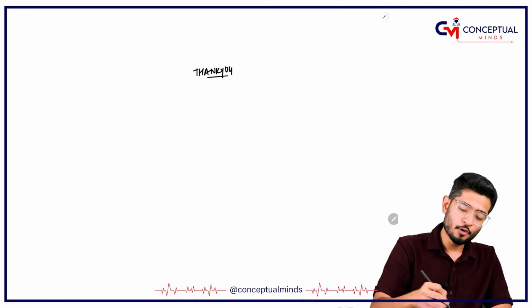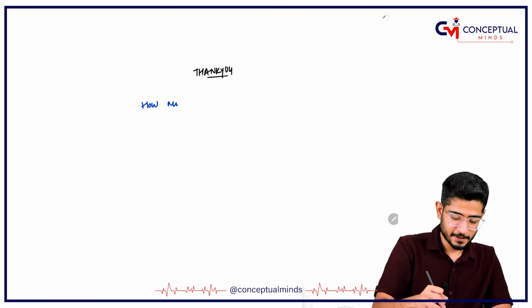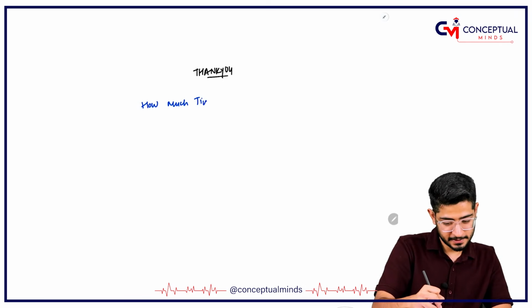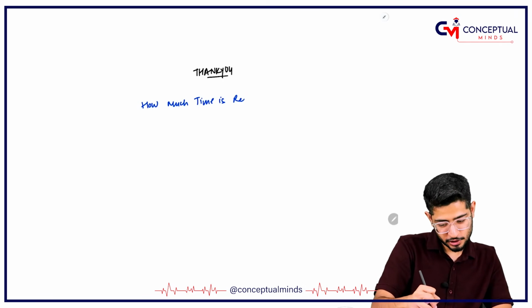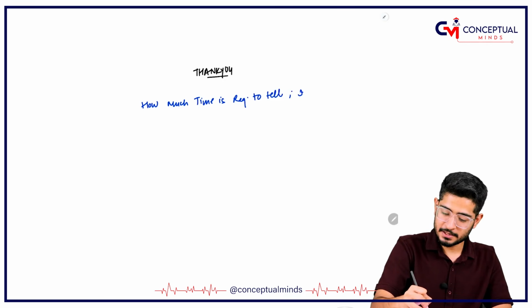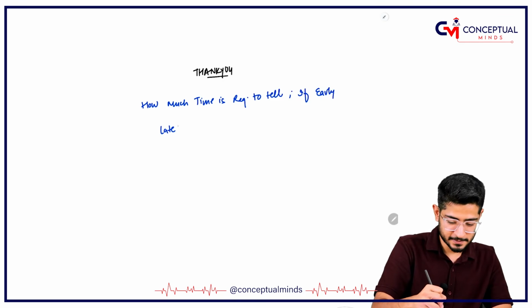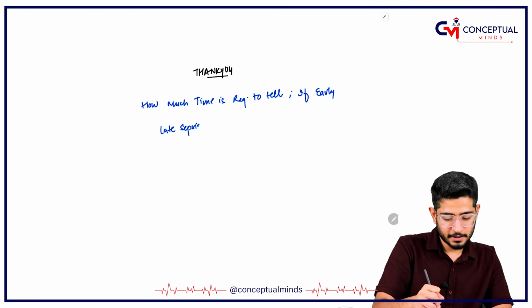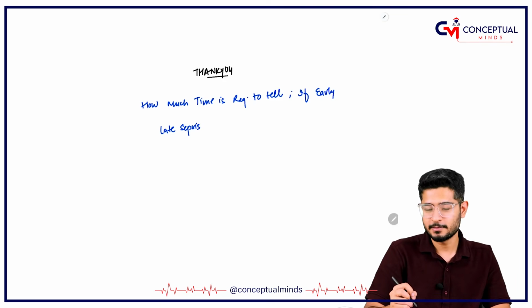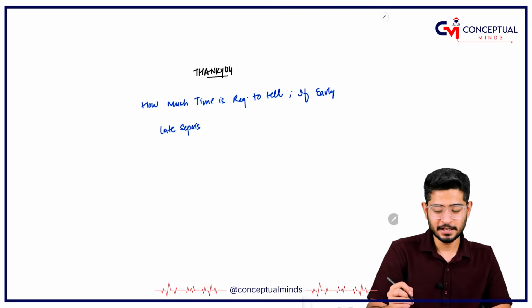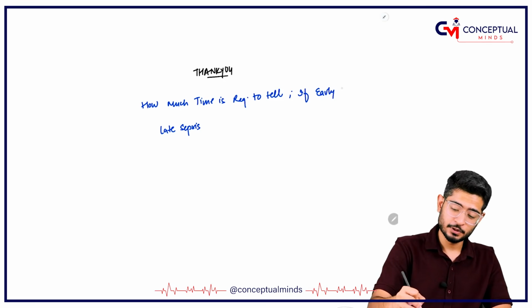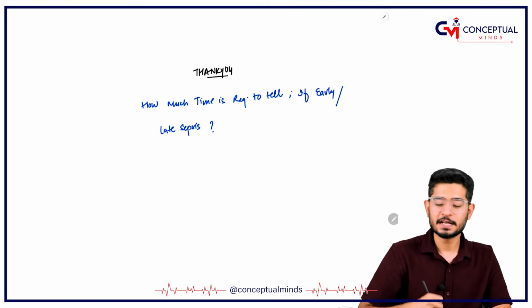Thank you so much for joining the lecture, but I want you to think about a simple question: how much time is required to tell if the patient is having early onset or late onset sepsis? For example, if it is a 2-day baby, then you can call it early, or a 3-day baby. So this is my question to you. If you want to label something as early or late onset sepsis, what is the time limit required?